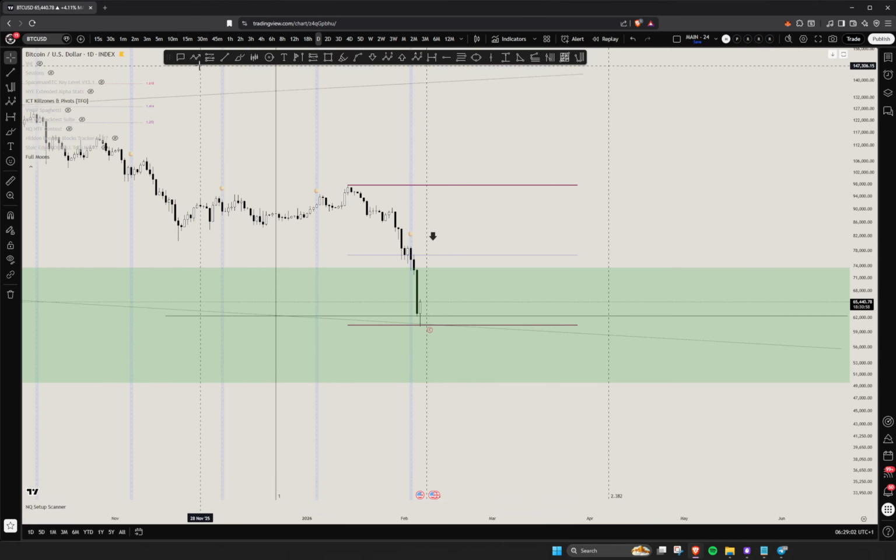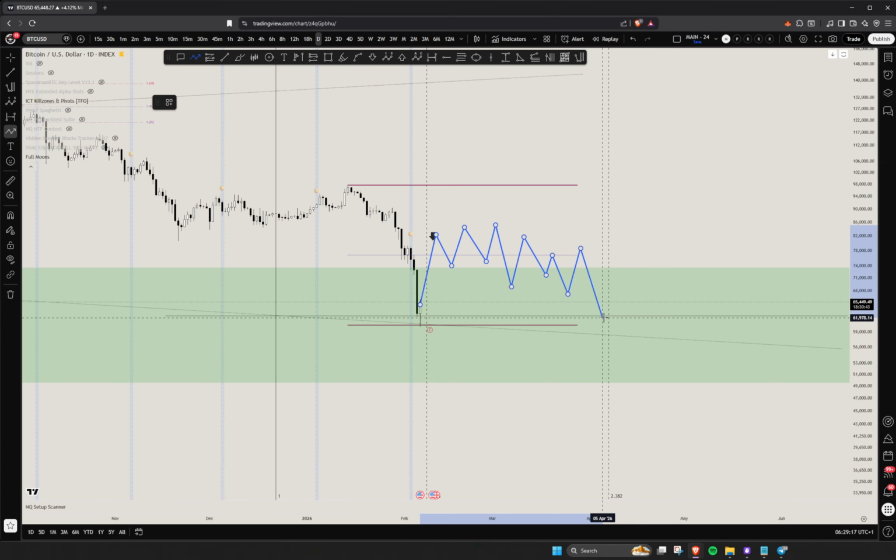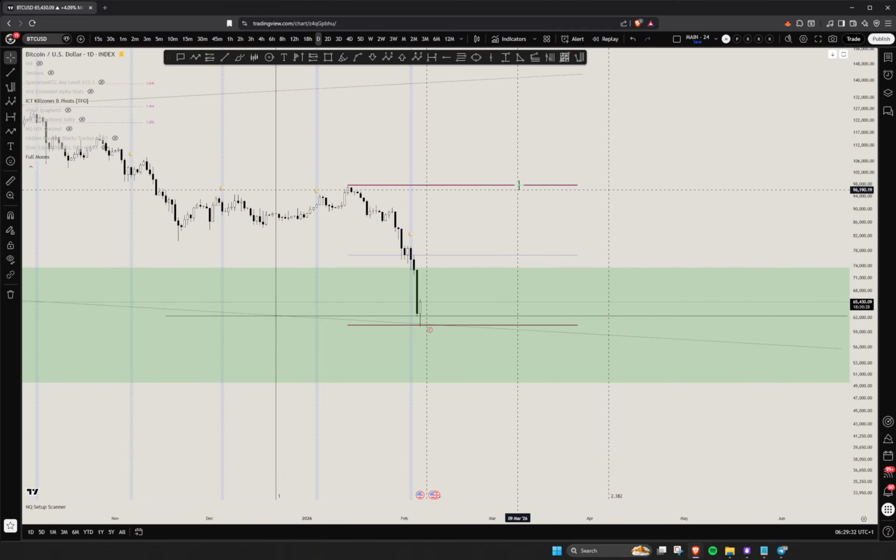Maybe this is the bottom, and we go above here, and then we create some sort of, feel me? And maybe we just create a very small one. Interesting. Yeah. But this is just predictions to see where we go from here.